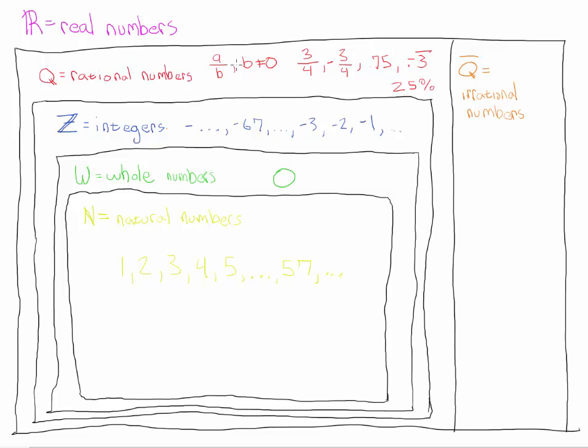With rational numbers, I just want you to think fractions, decimals, and percents. Fractions, decimals, and percents. Those are the rational numbers. And included within the rational numbers are the integers, the whole numbers, and the natural numbers.